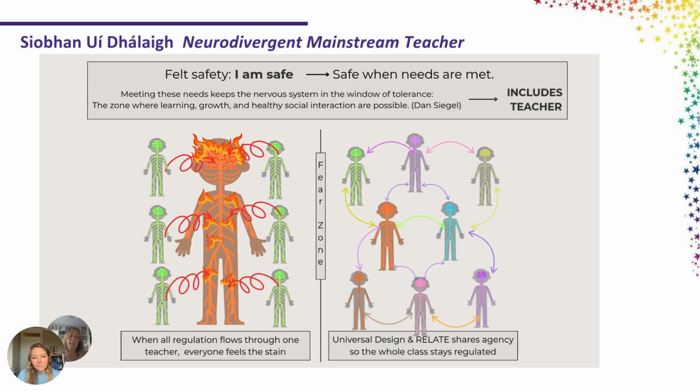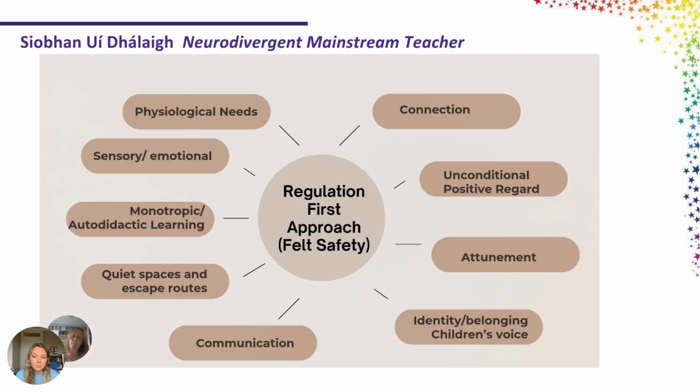And so if we look at when all regulation flows through one teacher, everyone feels the strain. And yet on the right hand side, universal design and the Relate program shares that agency, so the whole class stays regulated, including the teacher, because it is really about everybody within the classroom being in that window of tolerance where true learning can really happen. So what are the needs of the nervous system, and how can we help create environments where that happens? So let's have a look.